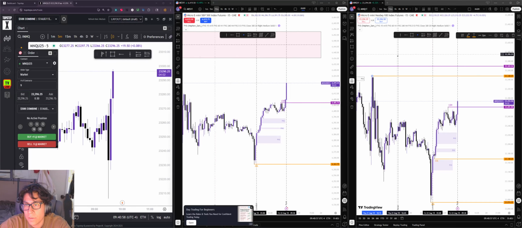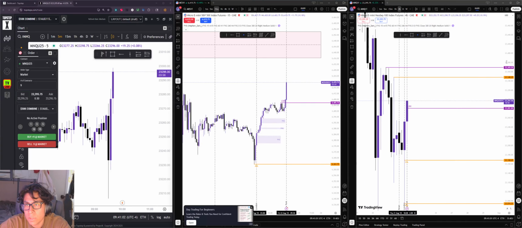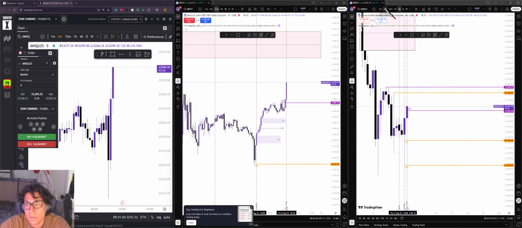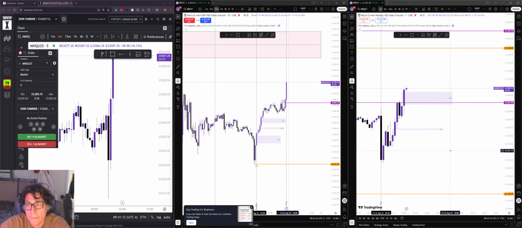Also this high up here. Once again, there's a 4-hour FVG sitting up here. We haven't swept up these lows or anything like that either, so we pushed above this high.